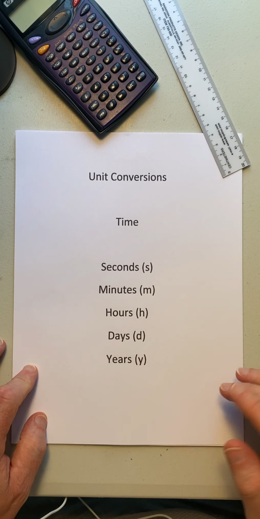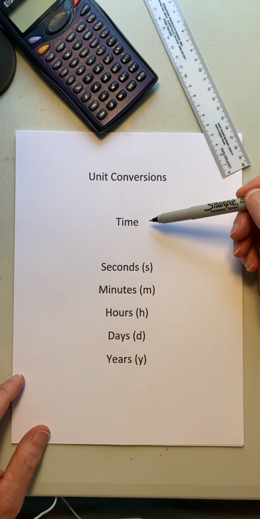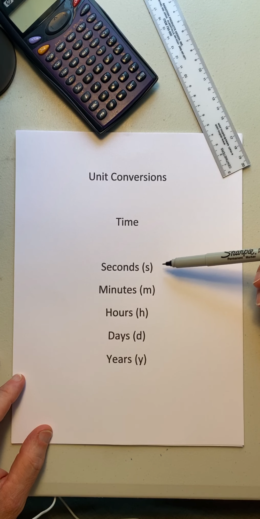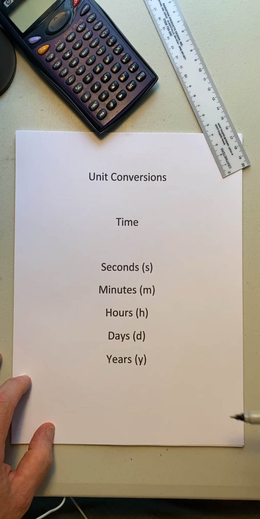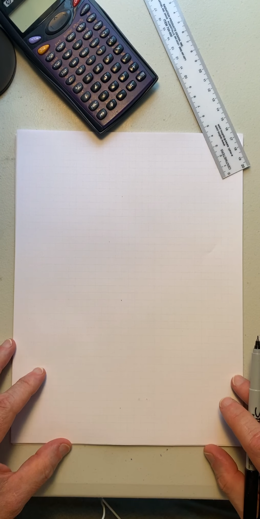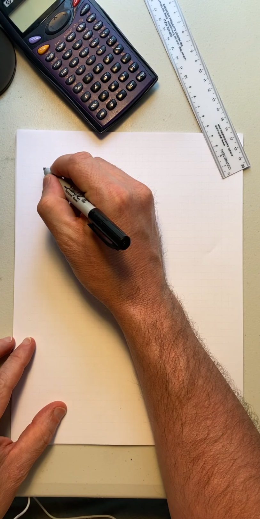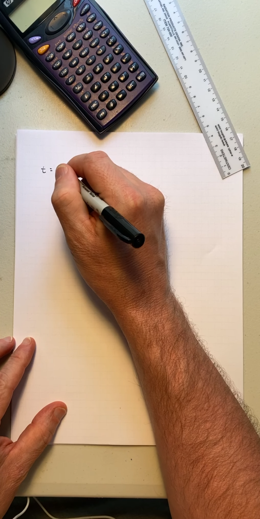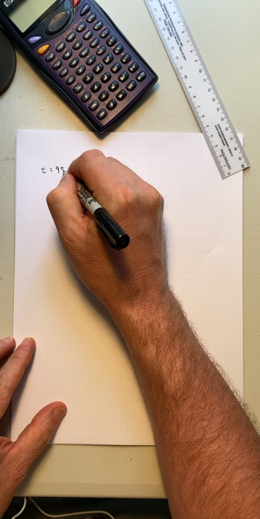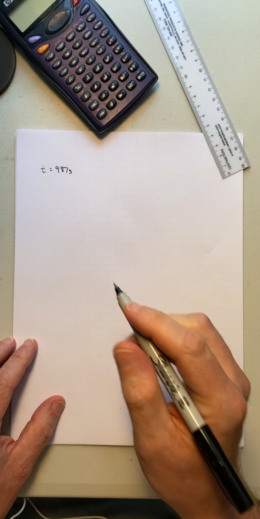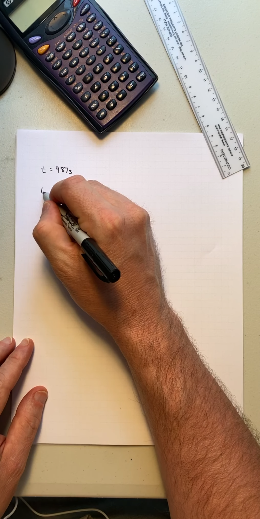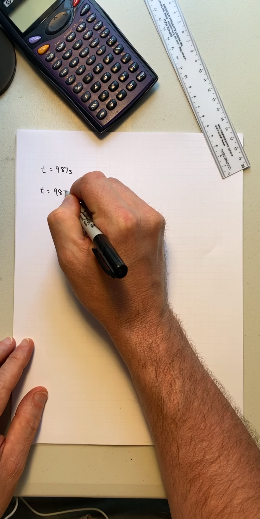Okay, so in this using unit conversion video, we're going to be doing time. We're going to work in seconds, minutes, hours, days, and years. For this one, we're going to start off with seconds. Let's say we have a time t equal to 987 seconds, and we're going to convert that to everything else.